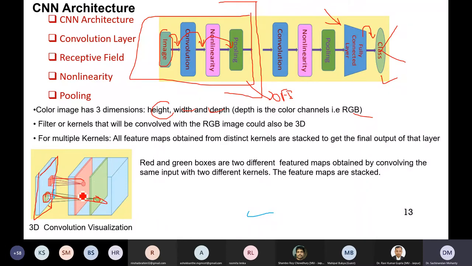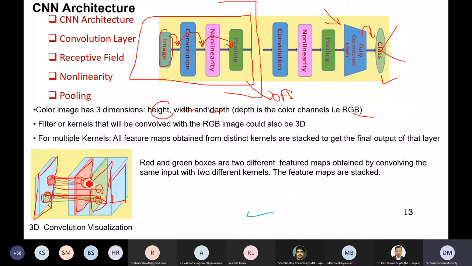There are multiple kernels also. So this is nothing but multiple kernels. This is called one kernel. Many kernels may be used, and that depends upon you, how many kernels you use as per your problem specifications. Absolutely no problem. The moment you extract the information, you store it in that particular kernel. So the number of kernels may vary. All feature maps obtained from the different kernels are stacked to form the final output of that particular layer.